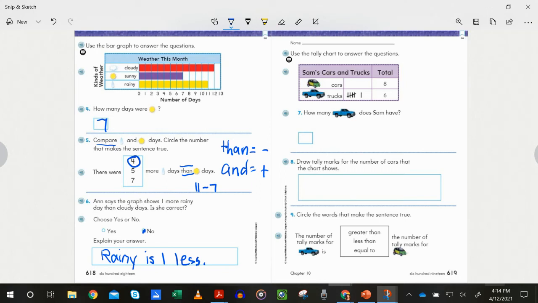Number 7, how many trucks does Sam have? We look at trucks, we can see the tally, we can see the number. The total for trucks is 6.